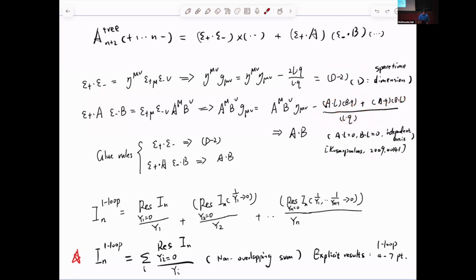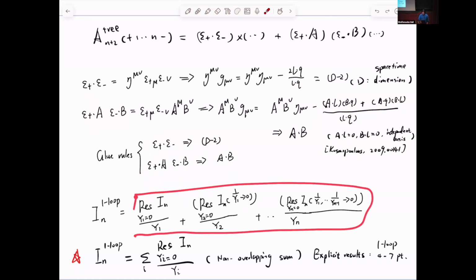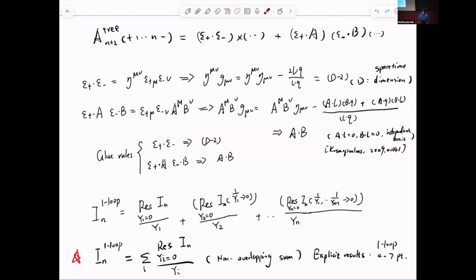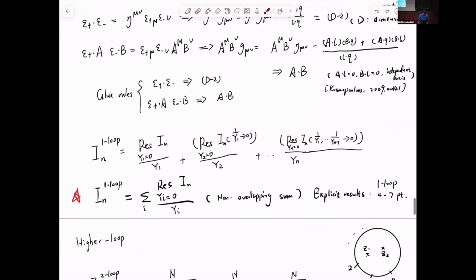So for the more efficient glue rules, we just replace epsilon plus dot epsilon minus with d minus 2, and those terms become a dot b. So you already know all the information of the single cut. You can use a similar way to reconstruct your rational functions. We already used this method to calculate the result up to 7 points at one loop.